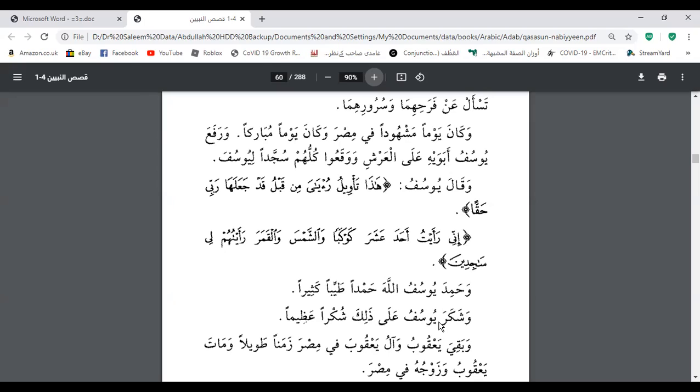وَوَقَعُوا كُلُّهُمْ سُجَّدًا لِيُوسُفَ, and they all prostrated in the state of sajda. They all bowed down, kulluhum, all of them, in the state of sajda li Yusuf, for Yusuf alayhi salam. Now this was sajda of ta'zeem, and it was permissible in previous nations.